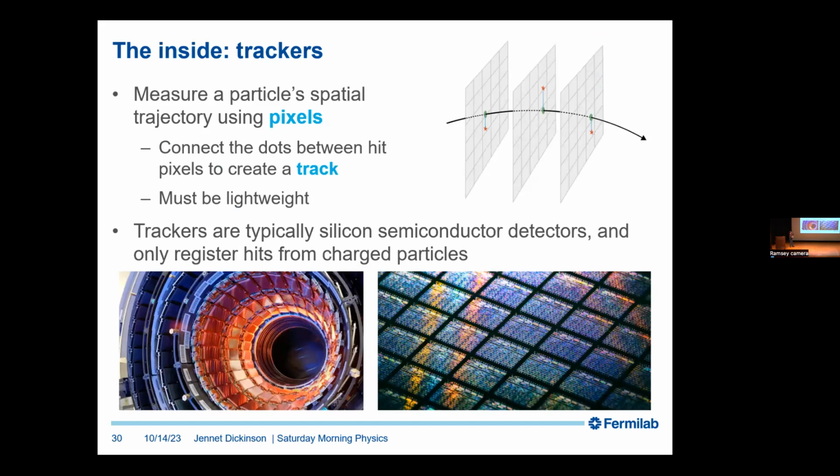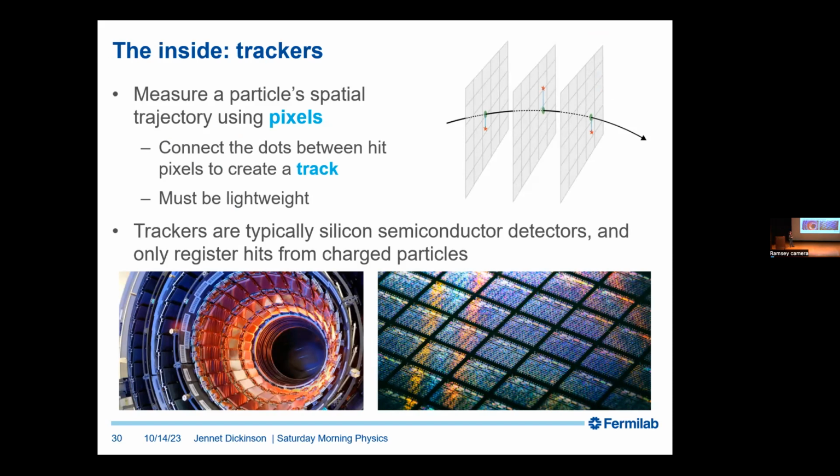The inside part is trackers, and the point of this is that we want to measure the trajectory of a particle using pixels. So pixels like you have in a camera. A diagram here, if you have a charged particle moving through 3 planes of pixels, okay, aha, I saw something here, I saw something here, I saw something here, and then I can reconstruct a particle. This connection of the dots is called a track.